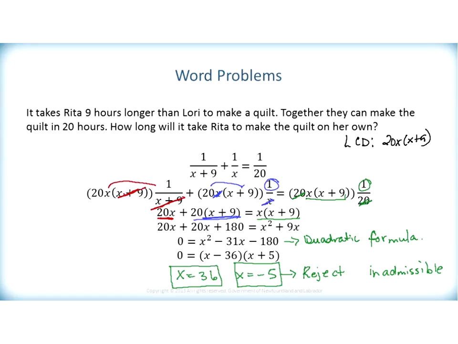Our non-permissible values are x cannot equal negative 9, and x cannot equal 0. Be aware, if we were looking at contextual problems, especially when there's a quadratic, there may be inadmissible values.